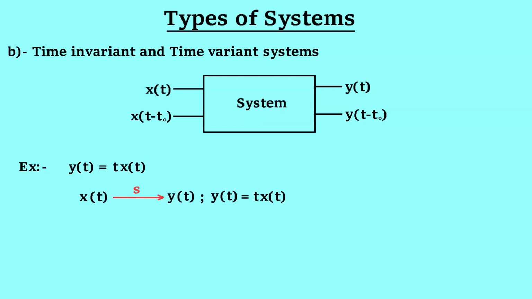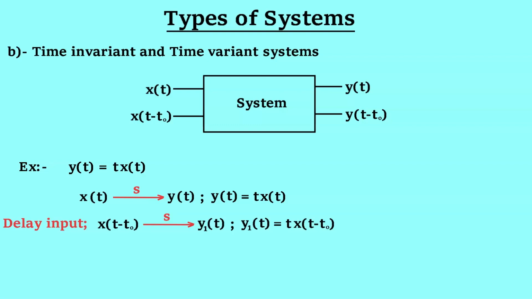Let's try to understand with an example. Suppose that we have a system whose output is equal to time t multiplied by a function x(t). First we provide delay to the input and check what the output will be. Let the output in this condition be y1(t), which is equal to time t multiplied by the function x(t minus t0).